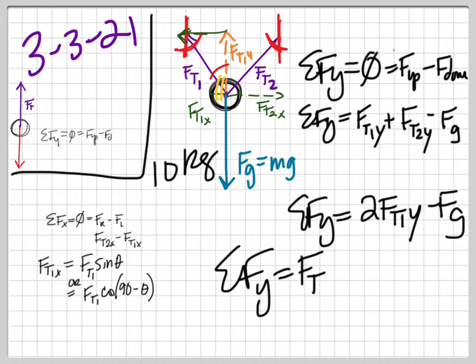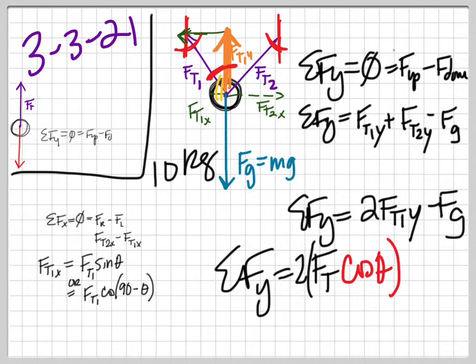So, what is the force of tension on the y? Force of tension times, well, here's our y, and we said theta is right there. Force of tension cosine theta. So 2 times force of tension cosine theta minus Fg equals mg. Okay. So how do we solve for force of tension?